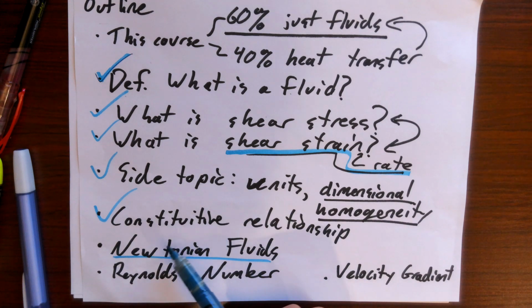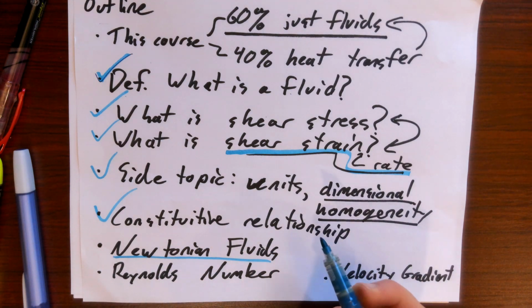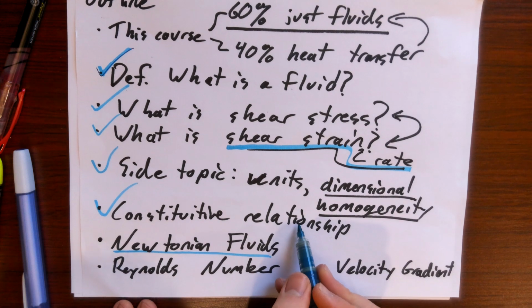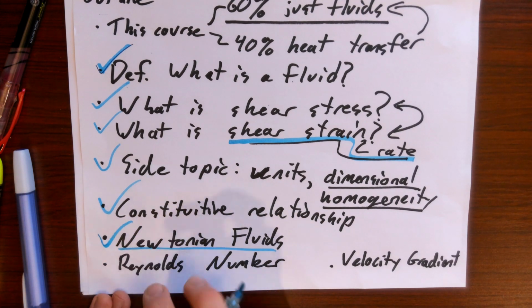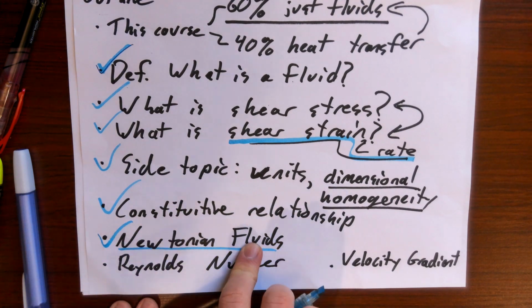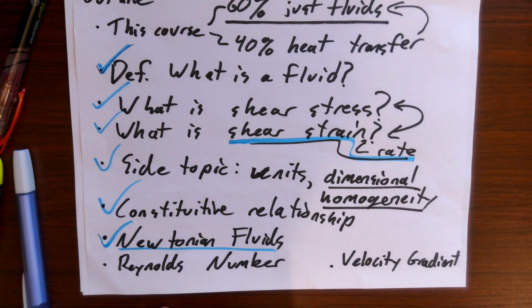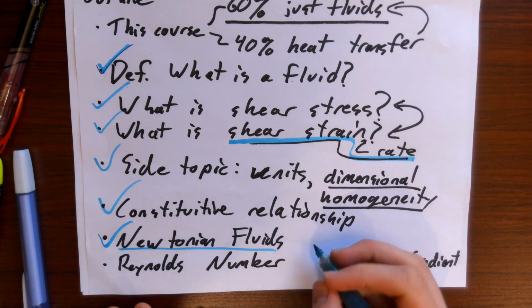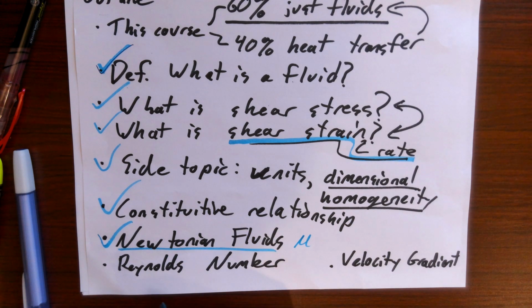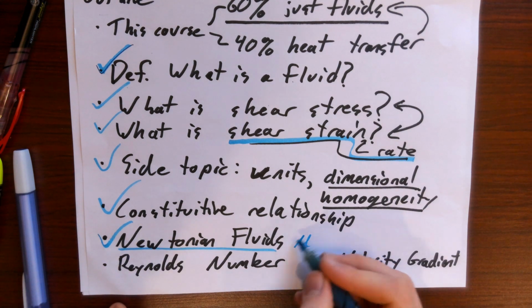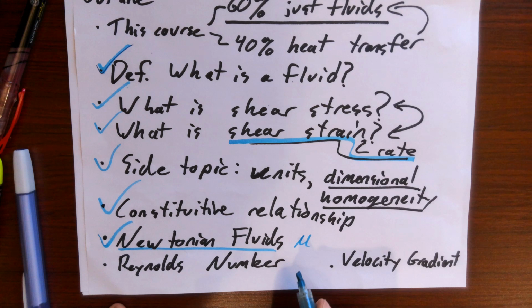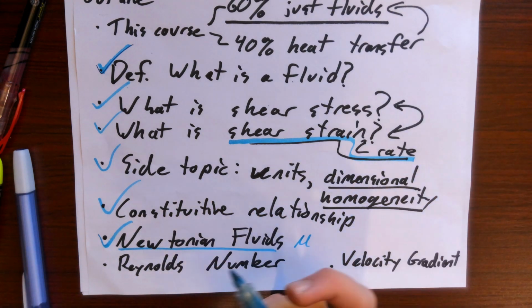We've talked about constitutive relationships, and we've talked about the most important constitutive relationship for fluids, which is this Newtonian relationship, where we have shear stress proportional to shear strain rate, and the proportionality constant is mu for Newtonian fluids. Let's now talk about one of the cool ways in which mu appears and broadly characterizes flows.